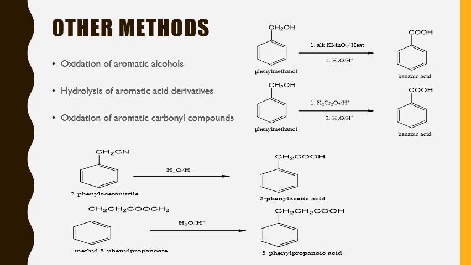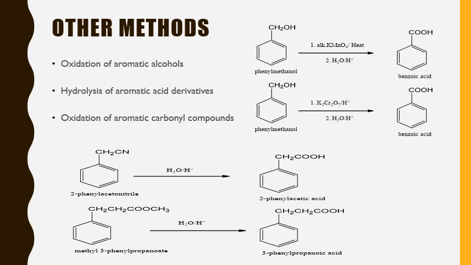So this way you can have more methods for the preparation of aromatic carboxylic acids from other functional groups such as alcohols, acid derivatives and carbonyl compounds. But in our syllabus we had specially the oxidation of arenes. In that we have to remember that only the carbon attached to the ring will be oxidized, and only if it has a benzylic hydrogen does it undergo oxidation. However many carbons are attached to the ring, all will undergo oxidation.